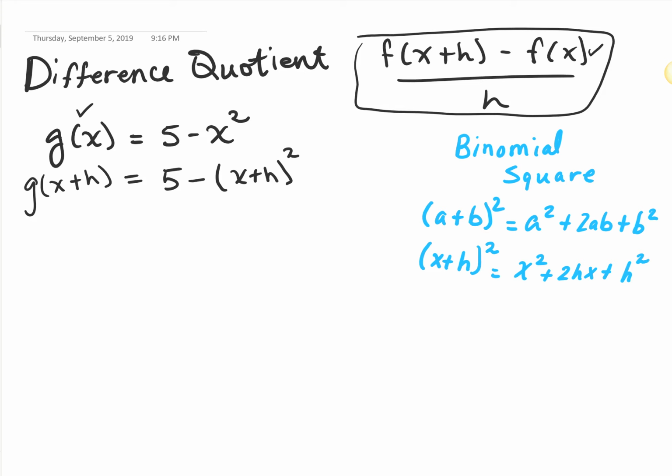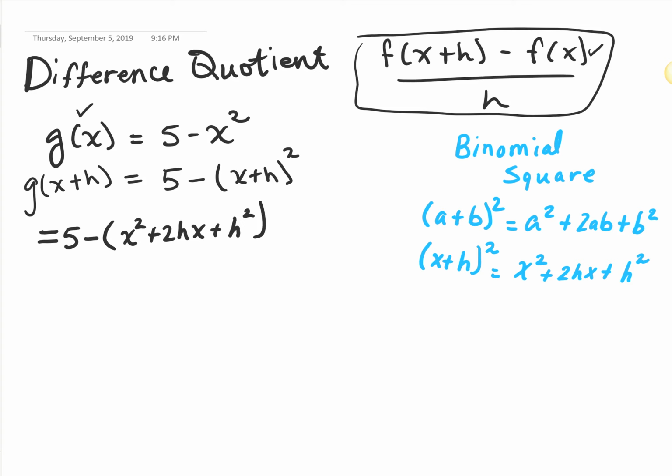So this right here in blue is the simplification of this right here, or the expansion, I should say. And so that's exactly what happens. So what we're going to do is we're going to write this out. I'm going to continue this since I ran out of space over here on this side. 5 minus, and in parentheses, since I've already written it out, x squared plus 2hx plus h squared.